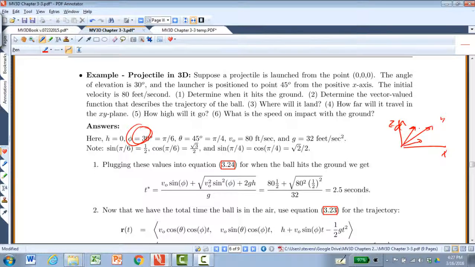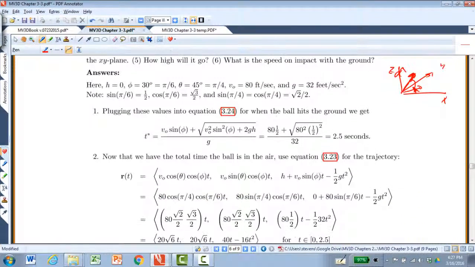And so in this position, for this particular example, we just say, all right, let's assume that the angle from the x-axis on the launch is 45 degrees from the positive x-axis, right? So you take your turret, you go out 45, and then up 30, and that's where you launch from, at 80 feet per second.